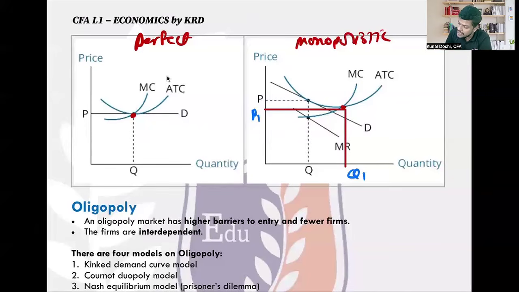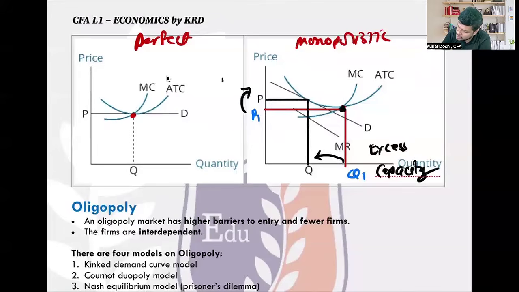But what do we notice here? The price is slightly higher and the quantity is lower. So we are not producing at the point where ATC is lowest. Therefore, what we could have produced is Q1, but we are producing only till Q. This is called excess capacity, meaning we have an additional capacity, but we are not producing. Also, the price is slightly higher. That is due to markup. Why markup? Because we need more for advertising.